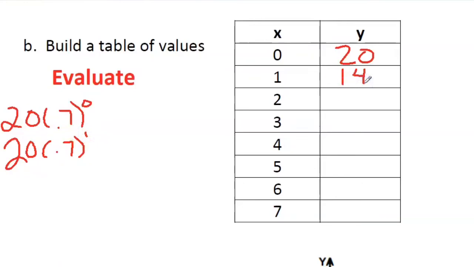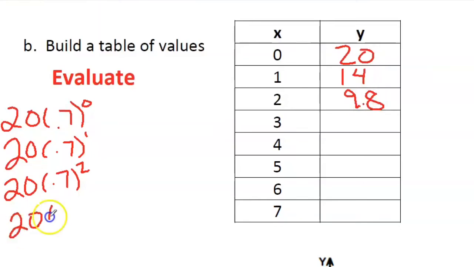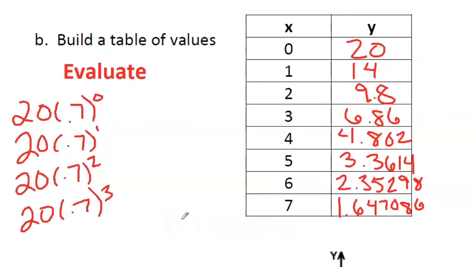That equals 14. Now I'm not doing this in my head. I do have a calculator, which I do insist everyone use. 20 times 0.7 to the second power is 9.8. 20 times 0.7 to the third power is 6.86. Okay, so if you noticed, I finished putting in the x values of 4, 5, 6, and 7. Every time the number got smaller and the decimal got larger. So overall, this entire exponential function is decreasing.